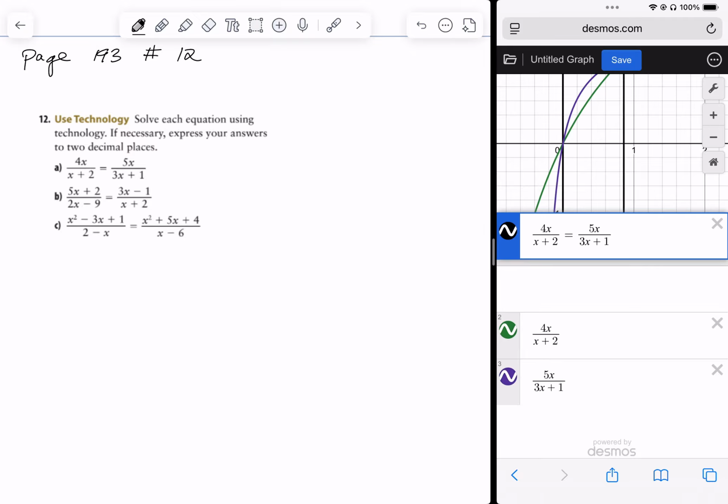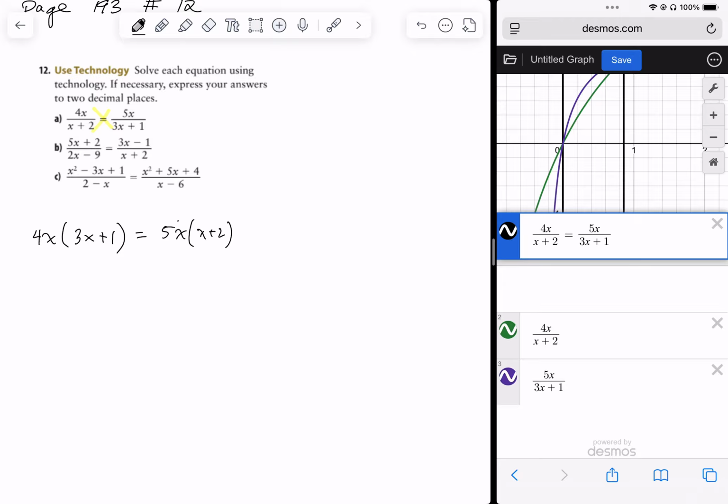Okay, so I'm going to go 4x. Remember, if I just cross multiply, it means this: 4x multiplied by 3x plus 1 is equal to 5x times x plus 2. Okay, and then I can distribute on both, and I'd have 12x squared plus 4x is equal to 5x squared plus 10x.